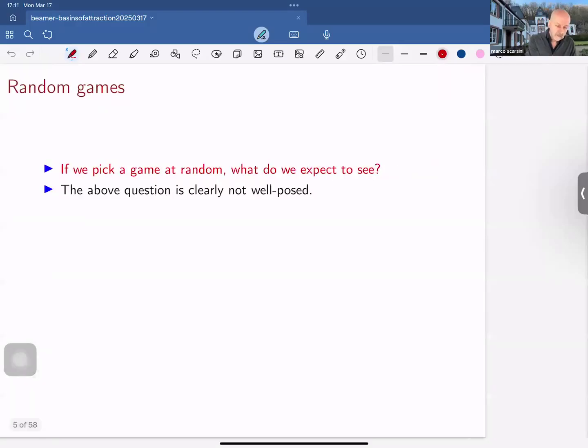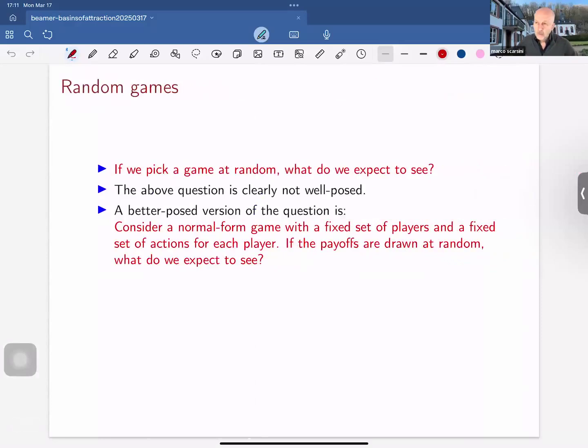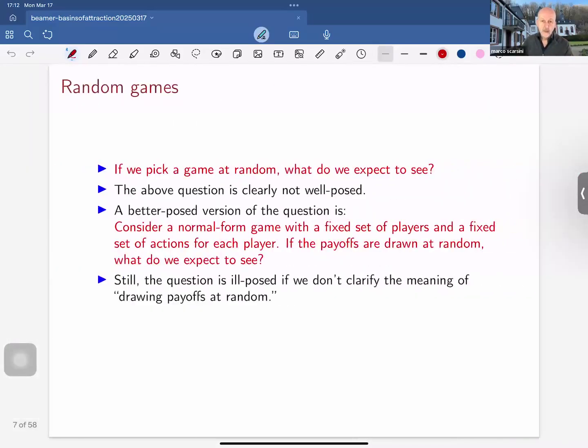So let's try some more precise formalization. Namely, take a normal form game with a fixed set of players and a fixed set of actions for each player. If the payoffs are drawn at random, what do we expect to see? So it's slightly more precise than the question in the top row of the slide, but still, it's not completely precise. Namely, what do we mean if we draw payoffs at random?